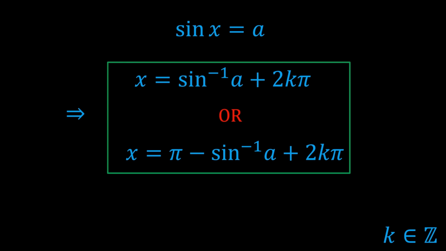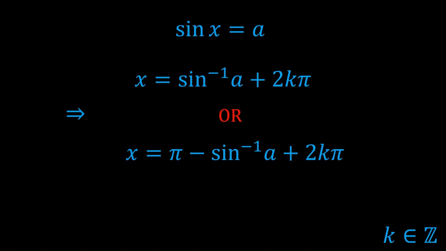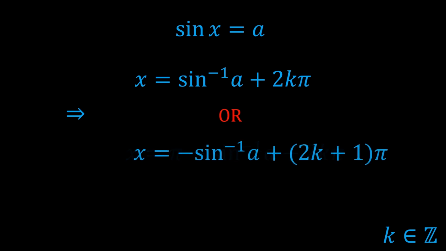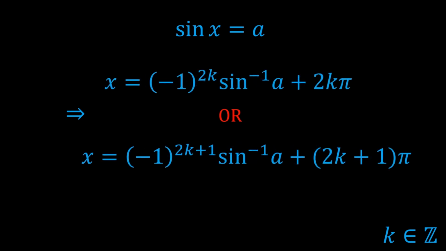Firstly, we combine the 2k pi and the pi in the second case, and that gives (2k plus 1) pi. Notice that 2k plus 1 is an odd integer for whatever integer k you take. Also, 2k is an even integer for whatever integer k you take. Also, we know that minus 1 to an even power is 1, and minus 1 raised to an odd power is minus 1. So we can actually write it like this. Take a moment to check that this is the same as before.